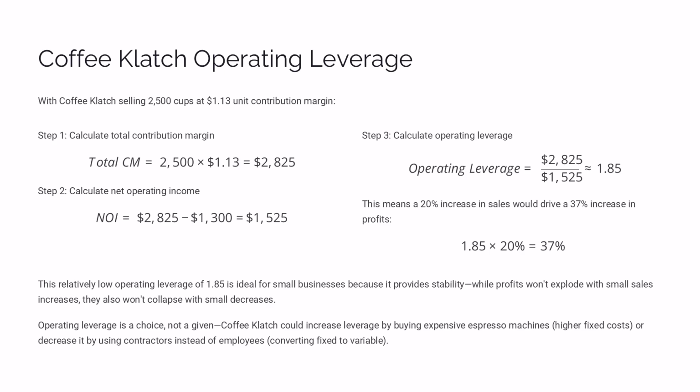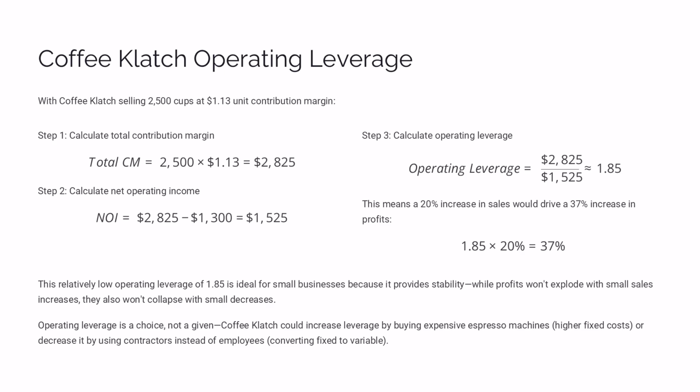While you won't see profits explode with small sales increases, you also won't see them collapse with small decreases, which is why coffee shops and restaurants can survive day-to-day fluctuations that would kill high-leverage businesses. Think about why coffee shops are such popular small businesses. The operating leverage of 2 to 3 is high enough to generate good returns when things go well, but low enough to survive when things go poorly.